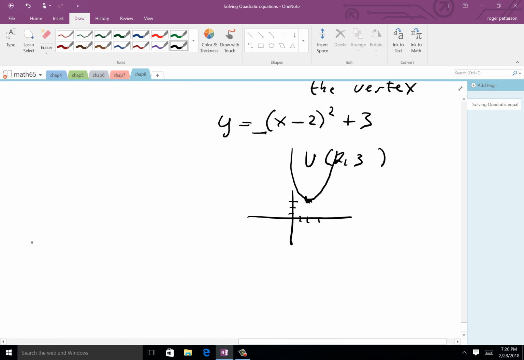So A, well, how does A affect the graph? The larger the A, what does the larger A do to the graph? What did we say? It widens or narrows, but the larger the A is going to narrow it, right? So it's going to narrow the graph. If A is a big number, your graph's going to get narrow.